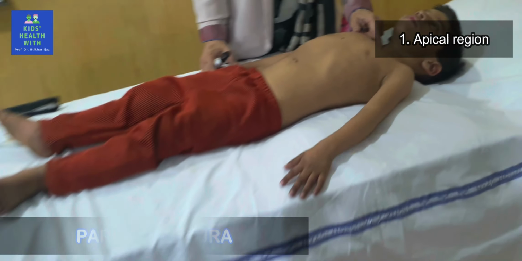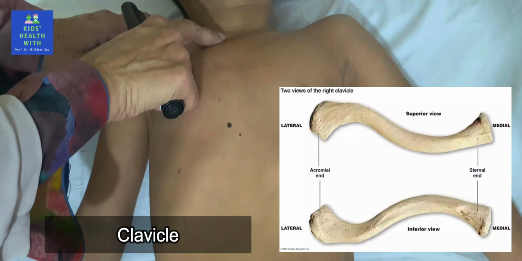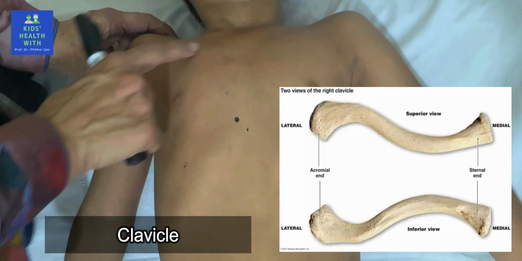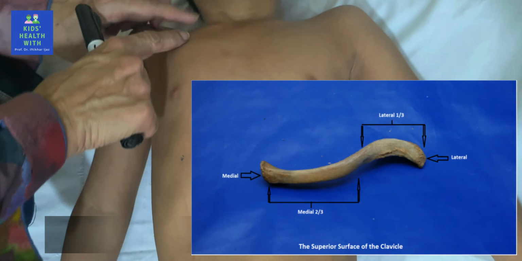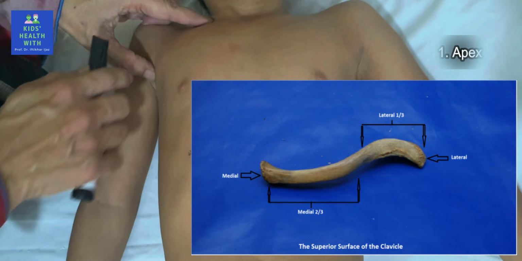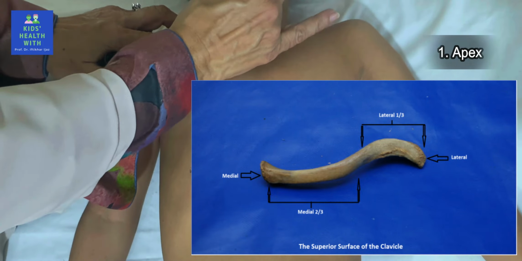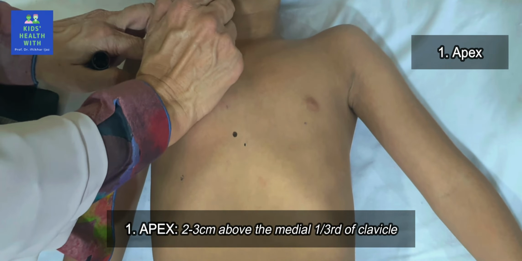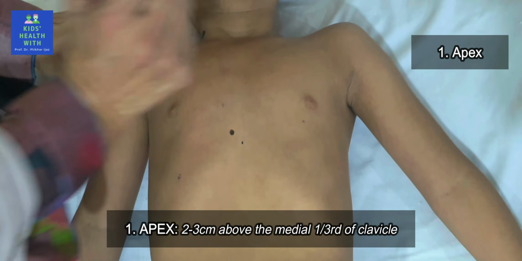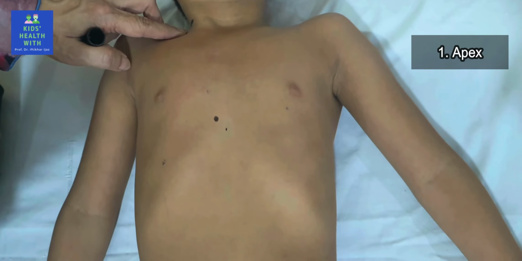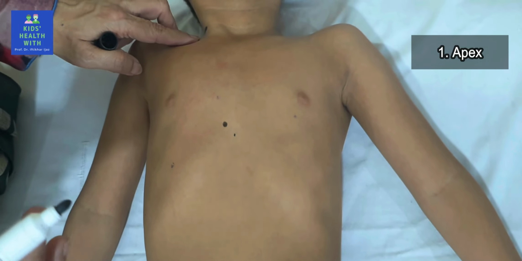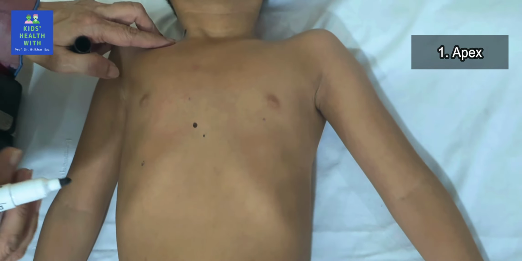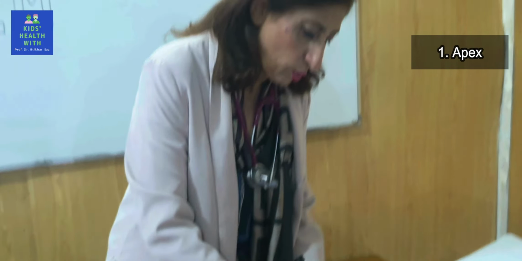This is clavicle. Clavicle has sternal head and acromial head, and if we divide it in three parts, this is the medial 1/3 of the clavicle. It's roughly about 2 to 3 centimeter above the medial 1/3 of the clavicle where the apical surface of the lung is located. In adults and in older children, this is precisely around 2.5 to 3 centimeter, but in younger children, this may be lower than that.